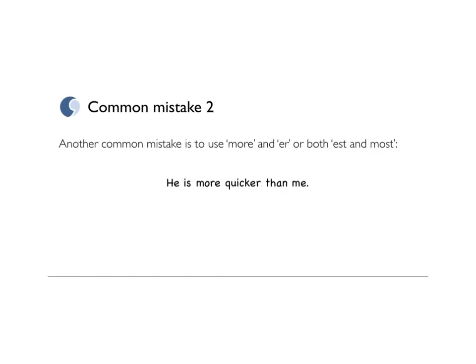Common mistake 2. He is more quicker than me. In this sentence, we are comparing two. Have you found the mistake? Correct. In this case, you don't need the word more. You only need he is quicker than me.